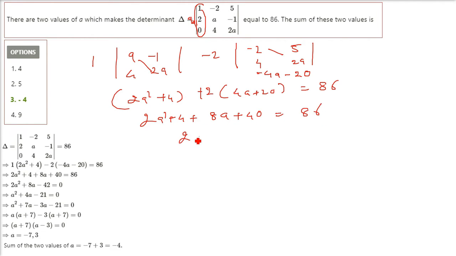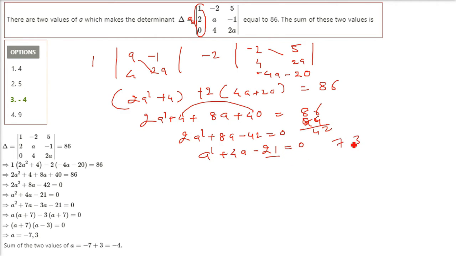Okay, 2a square plus 8a, this is 44 and this is 86. So it will be 86 minus 44, you get 42. So minus 42 equals 0. You can divide by 2 or take 2 common. A square plus 4a minus 21 equals 0.